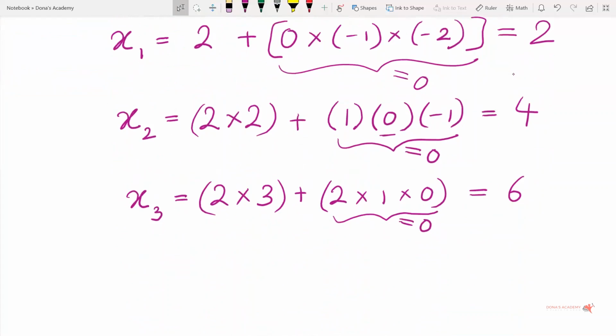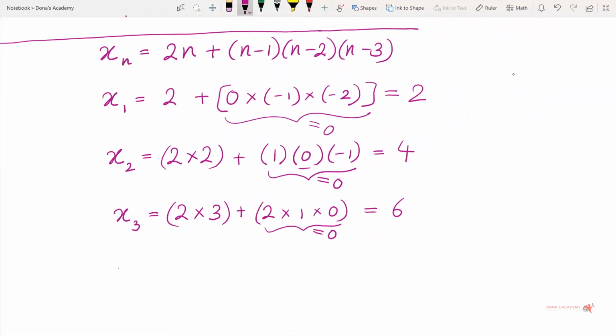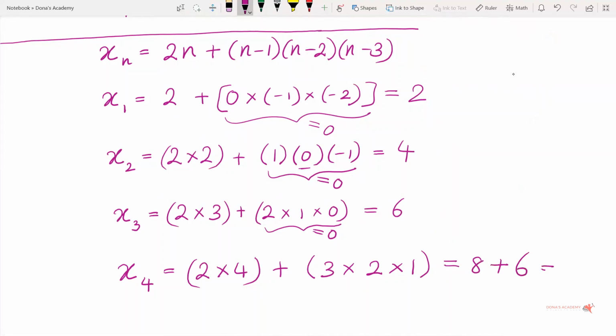Let's calculate x4. We have to plug in 4 plus 4 minus 1 is 3 times 2 times 1. It is not 0. So I do have 8 plus 6, which is 14. See, I get a different number, 14. For x4 it is not 8 in this case, but still the first three terms are 2, 4 and 6.